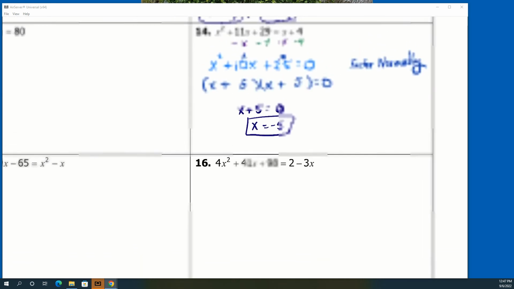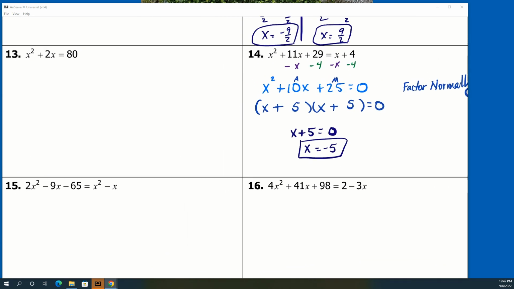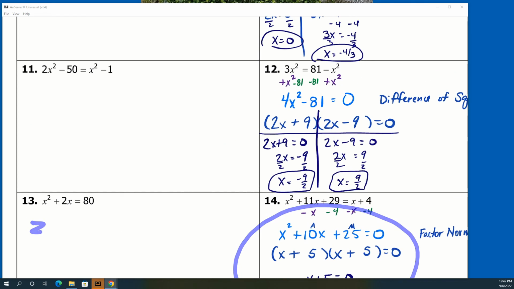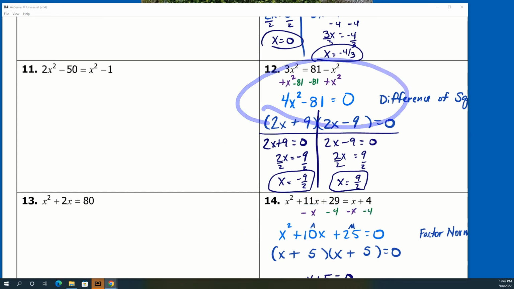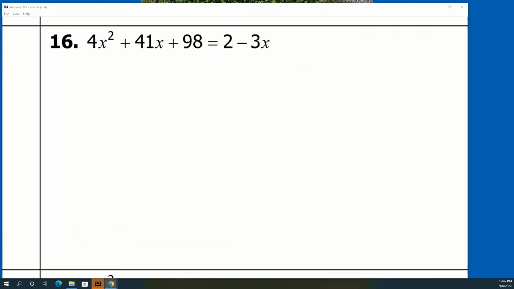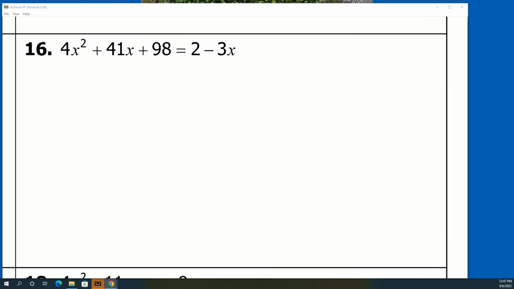Because the way this worksheet works, like number 13, you're going to do a lot like you did number 14. And then number 11, you're going to do a lot like you did number 12. So if you want to see an example for every block, then keep writing. If you feel fine, then you can start working on your homework.